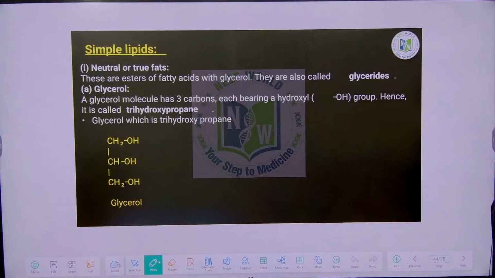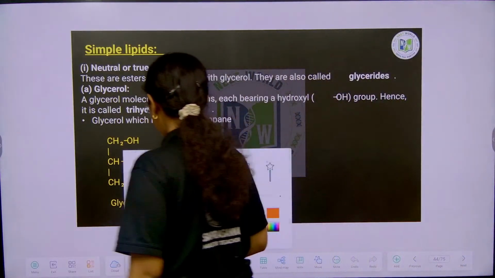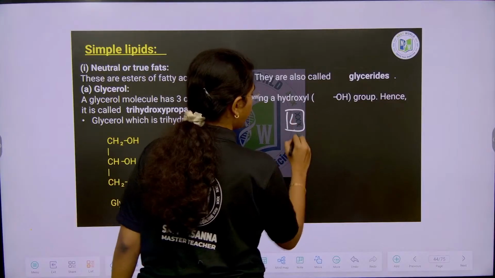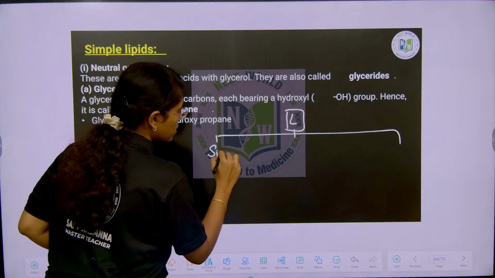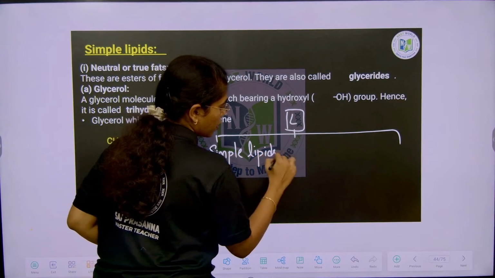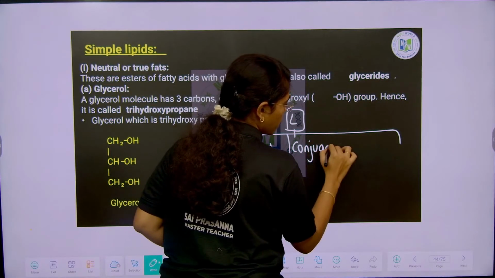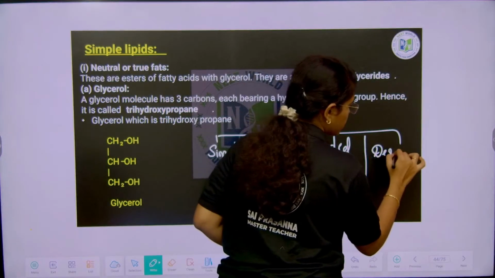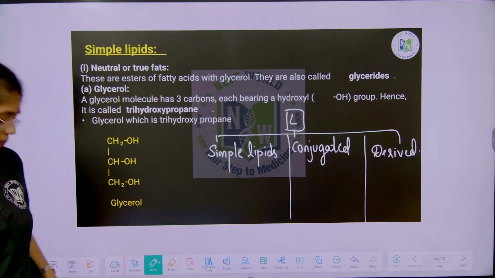Now we will move on to the classification of lipids. Lipids are classified into three types. It can be simple lipids, it can be conjugated lipids, it can be derived lipids. Okay.